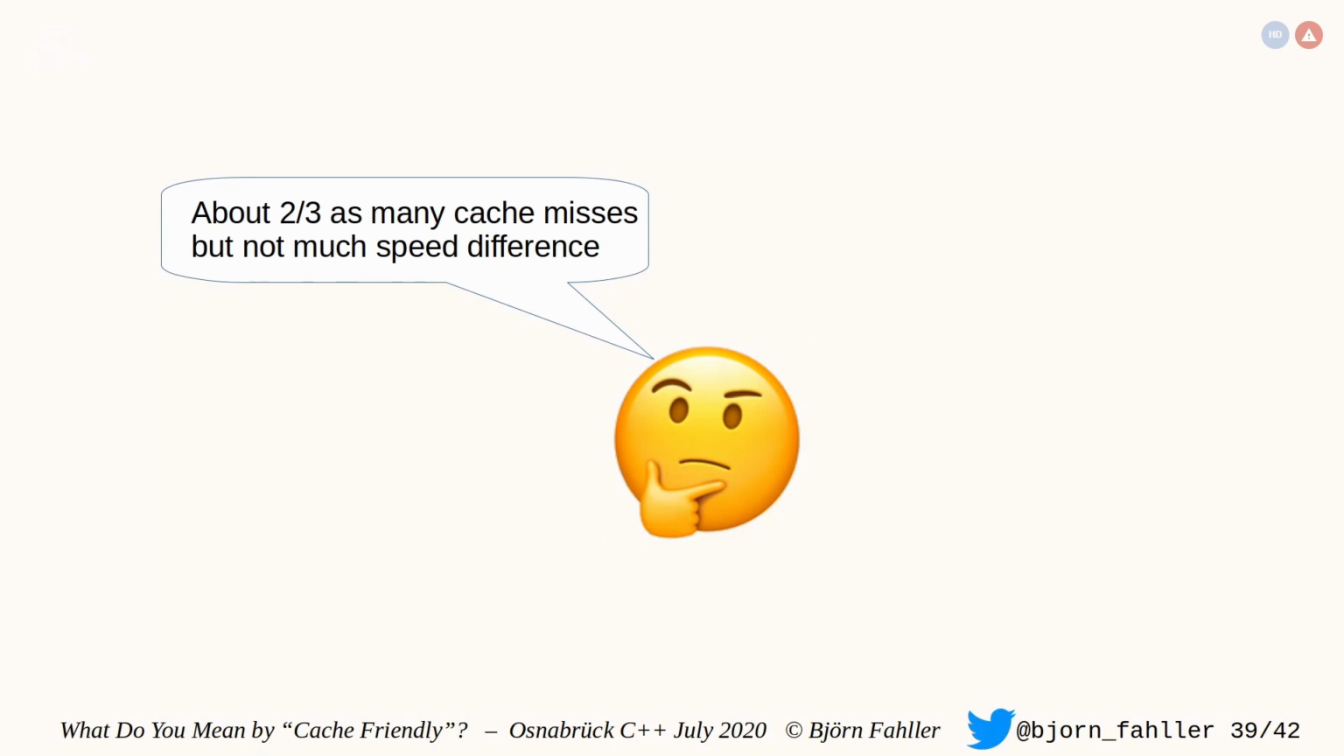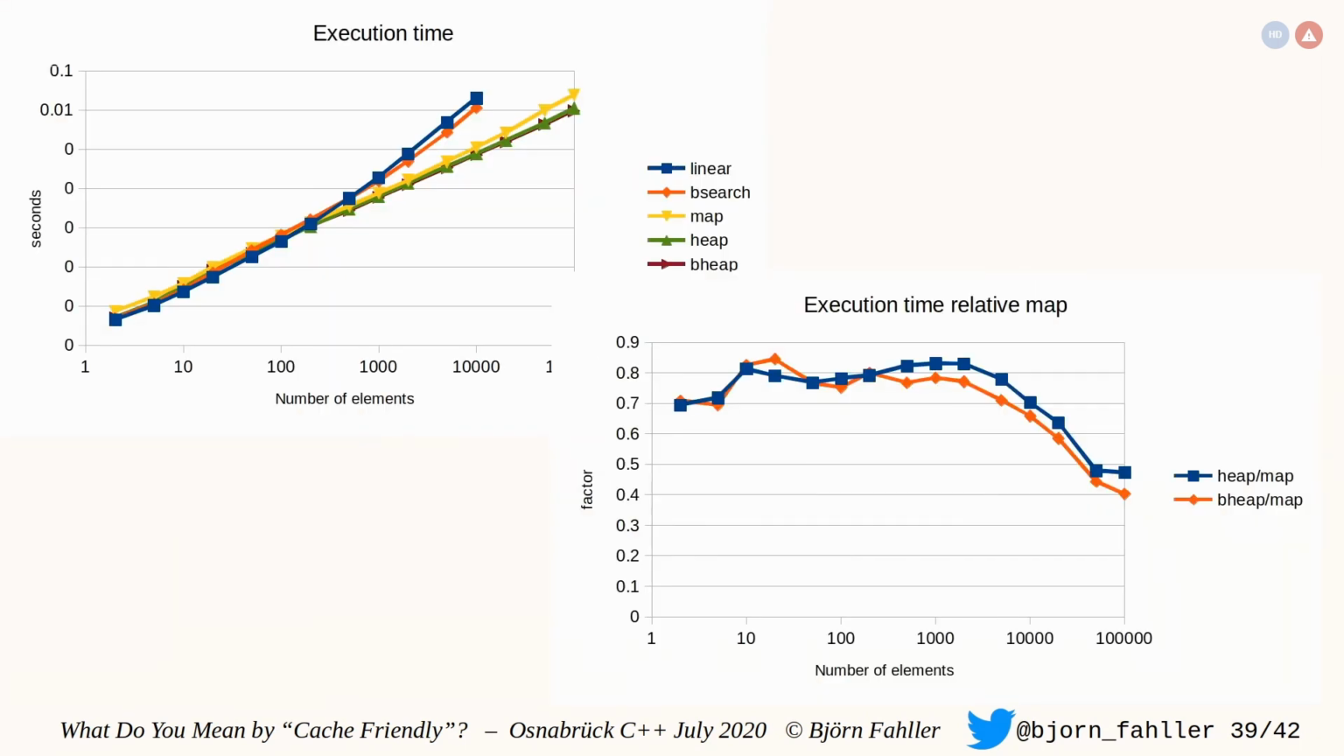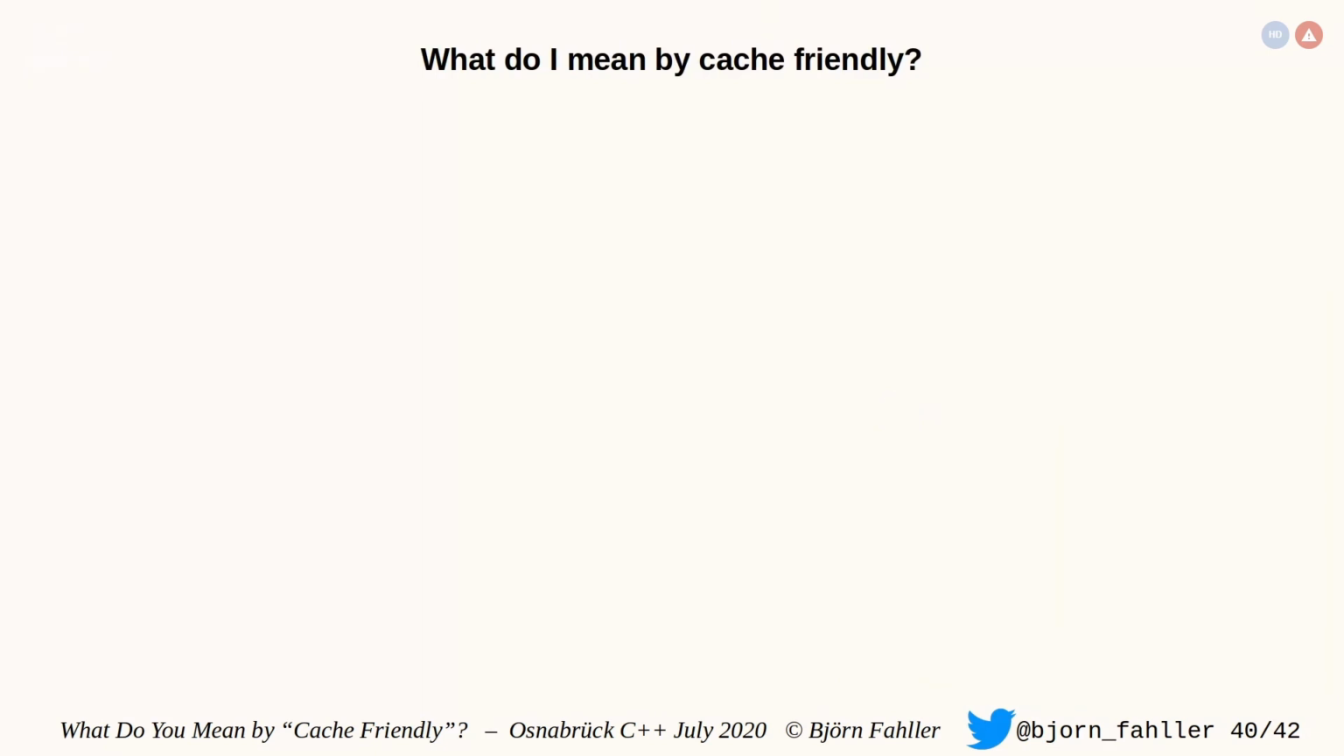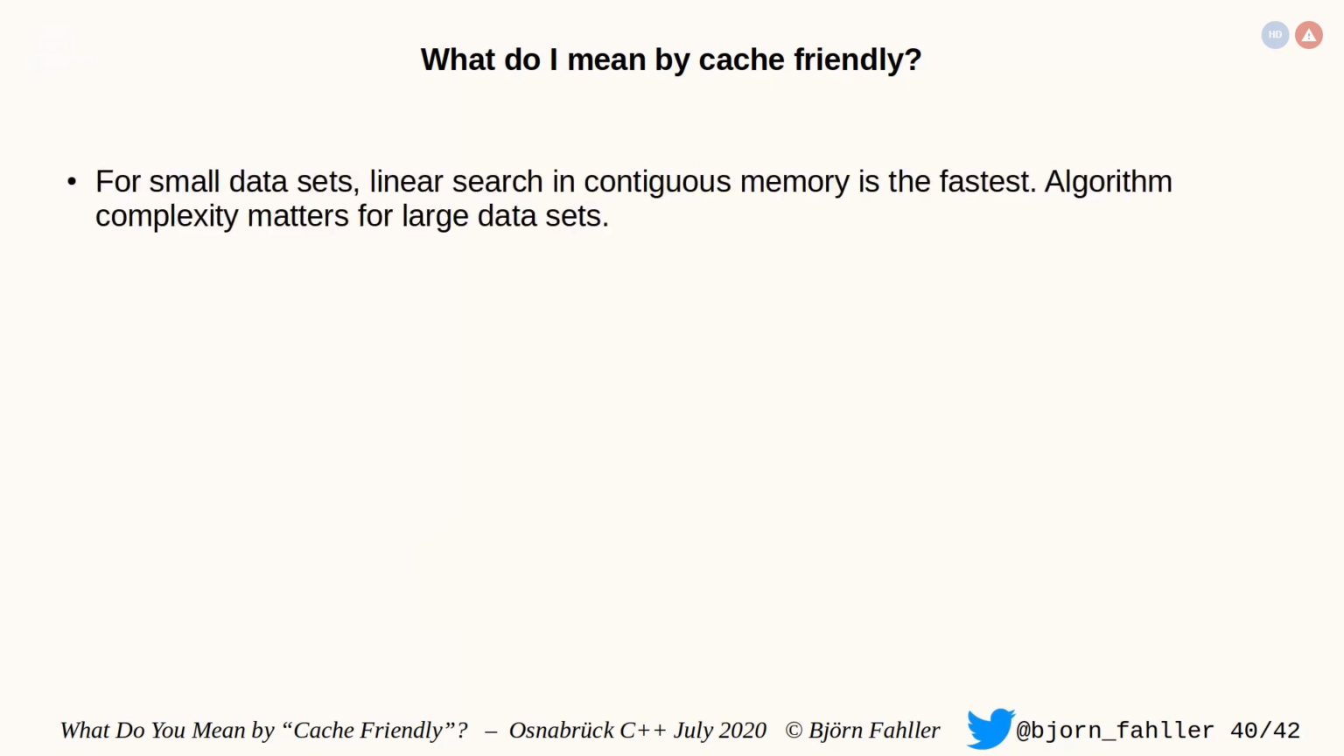So yeah, about 2/3 as many cache misses as the normal heap. Not great speed difference. The shape of these curves are about the same. I think here the difference is small enough that I don't dare to say with confidence that it actually is faster on this level. I do know that it is faster in the actual use for the reasons I just mentioned, for the whole system performance. So time to round up, and I see that I have spent way too much time here.